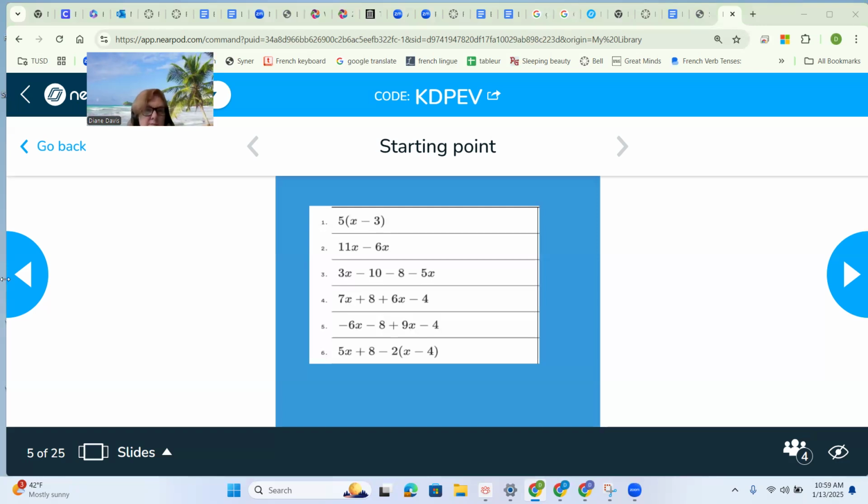Okay, so I've got some notes here. Yes, you could put them together. Right, exactly. It would also be 5x. You have 11x, take away 6x, and so that makes 5x. What would the third one be?